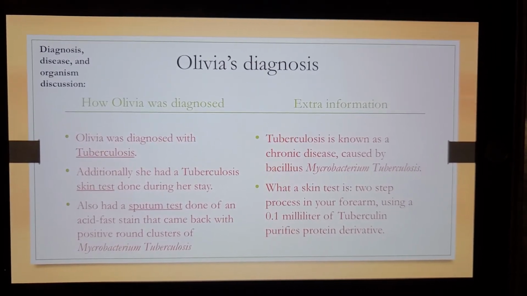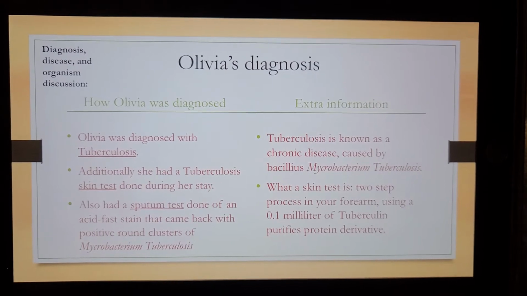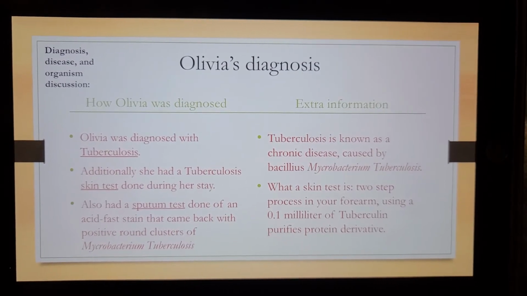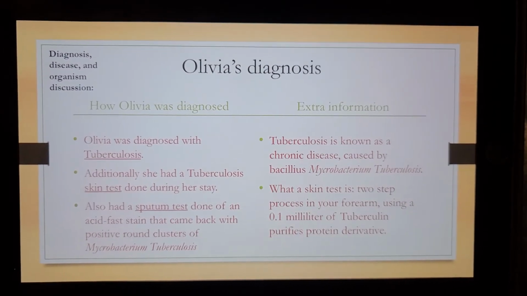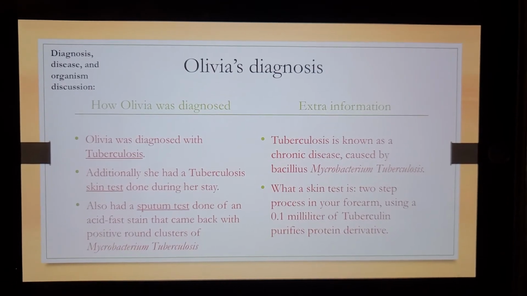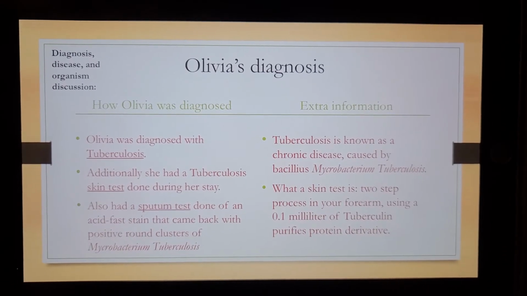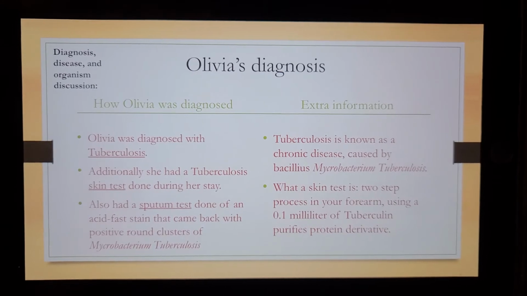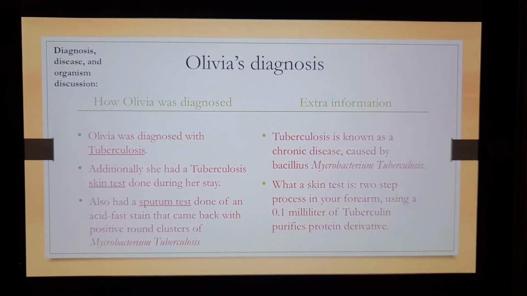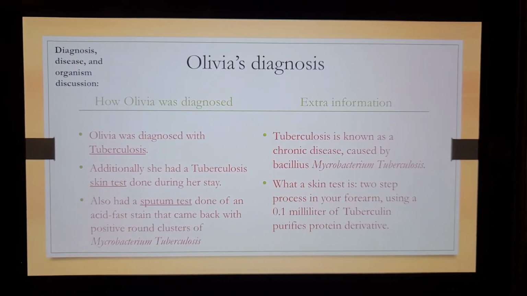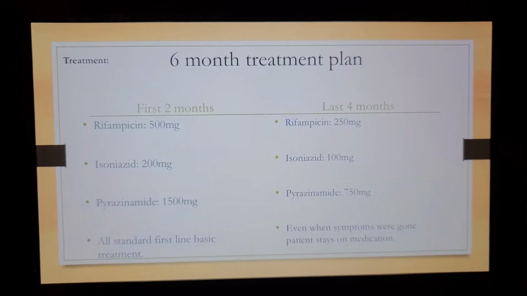And the skin test is a 2-step process in the forearm using 0.1 milliliter of tuberculin purified protein derivative. I will show what these both look like later on as pictures, including what a chest x-ray looks like with a positive tuberculosis patient.